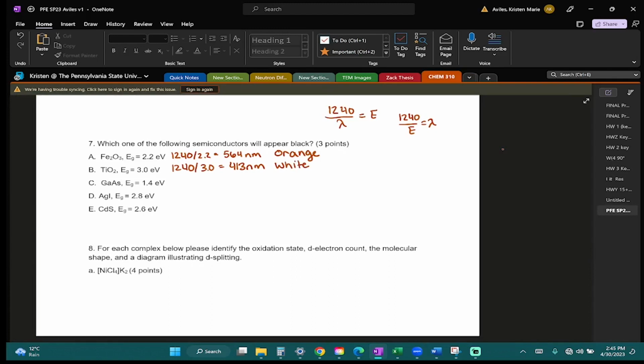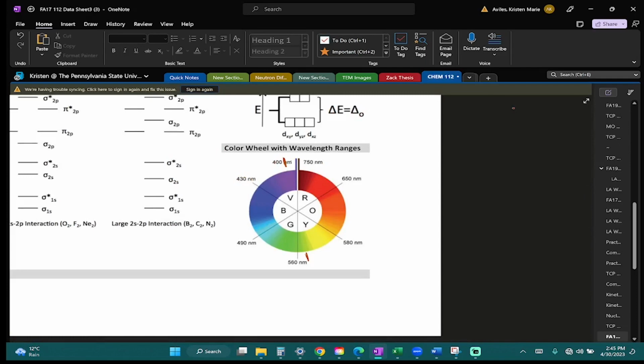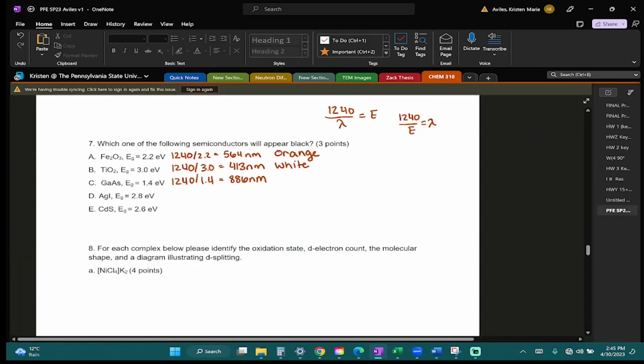Next, we have gallium arsenide. So this would be 1240 divided by 1.4, and this gives us 886 nanometers. So if we go back, 886 is way off. It absorbs all colors of light. So if it absorbs all colors of light, what color do we see? Black. And that is the answer, but I'll go through the other two just so we can have a little bit more practice with this.